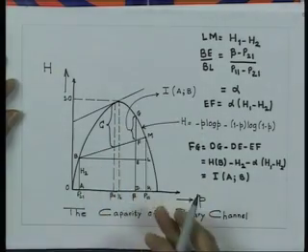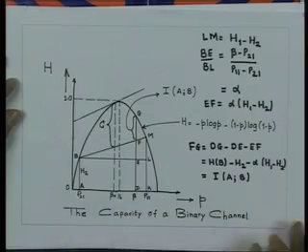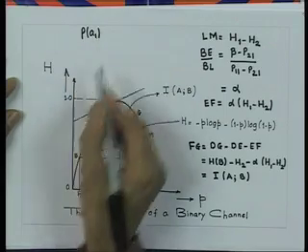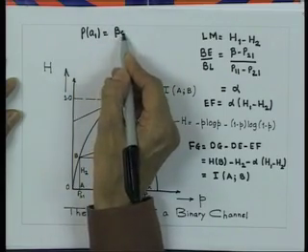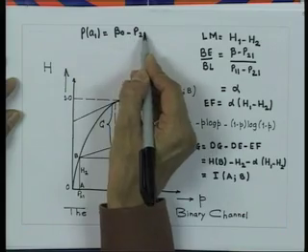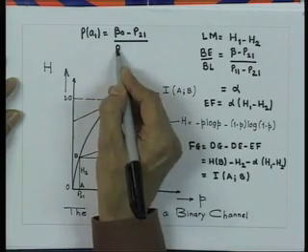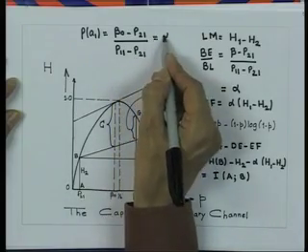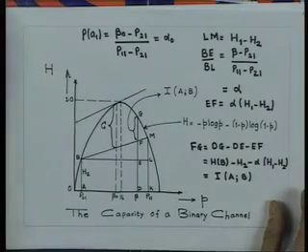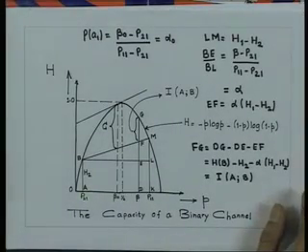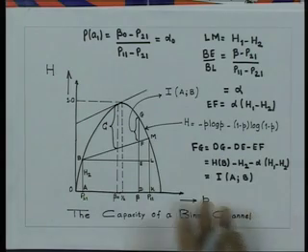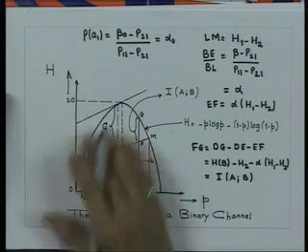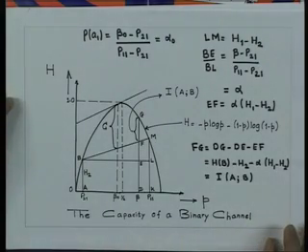So, the optimal probability distribution of the source is therefore given by probability of A1 is equal to (beta naught minus P21) upon (P11 minus P21), which is equal to alpha naught. So, this will be a general procedure to calculate the capacity of a binary channel based on a graphical approach.